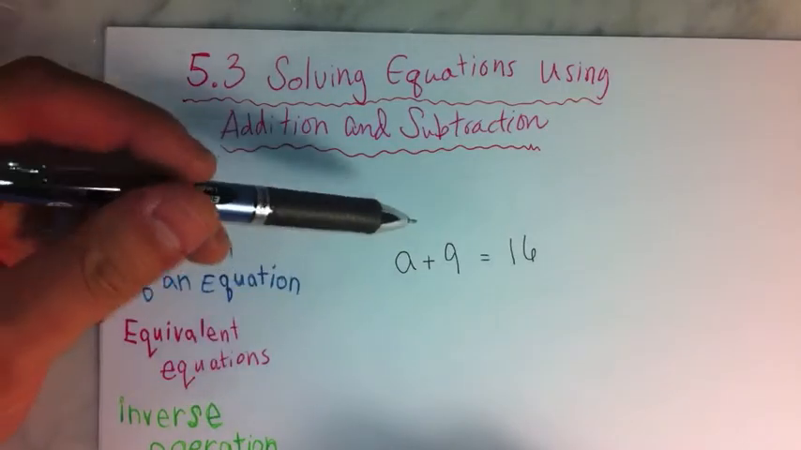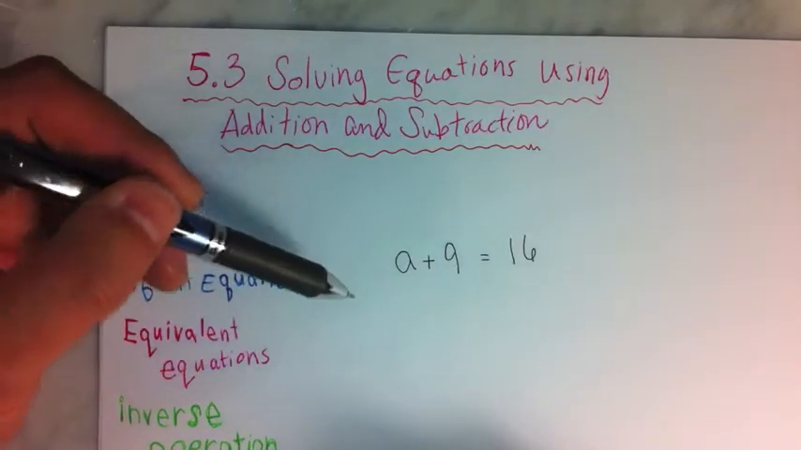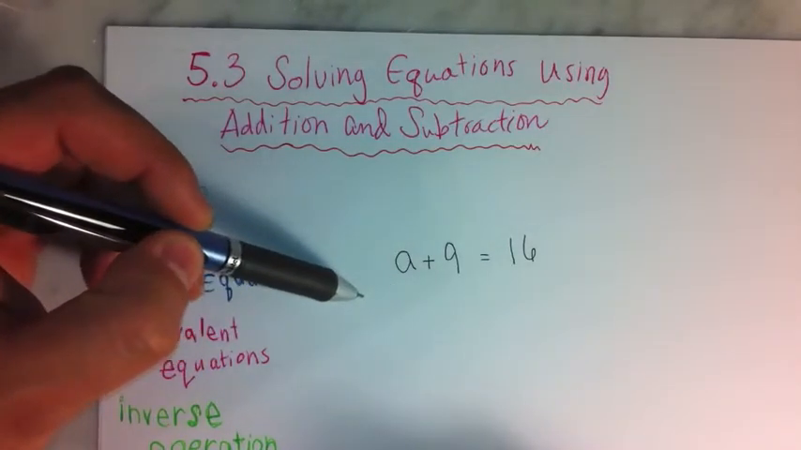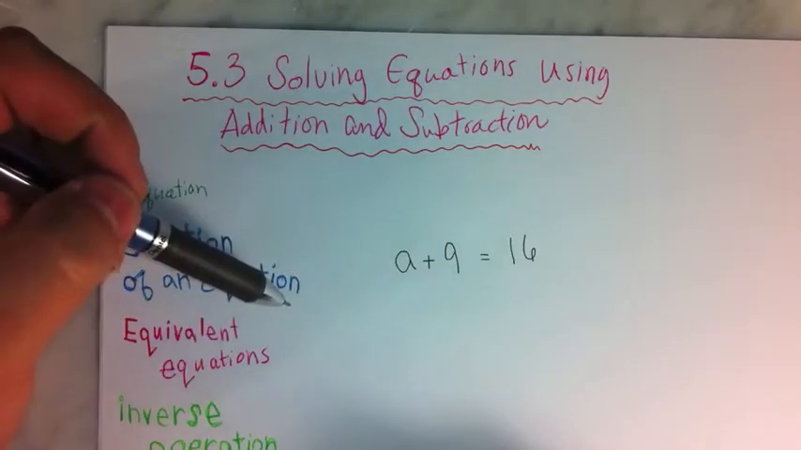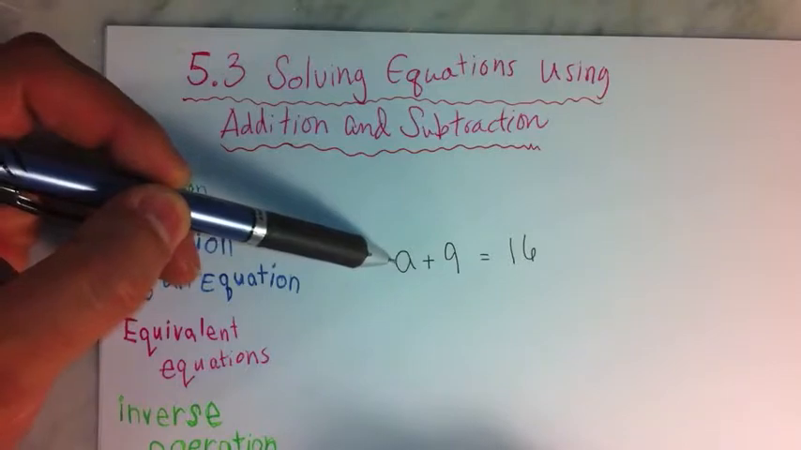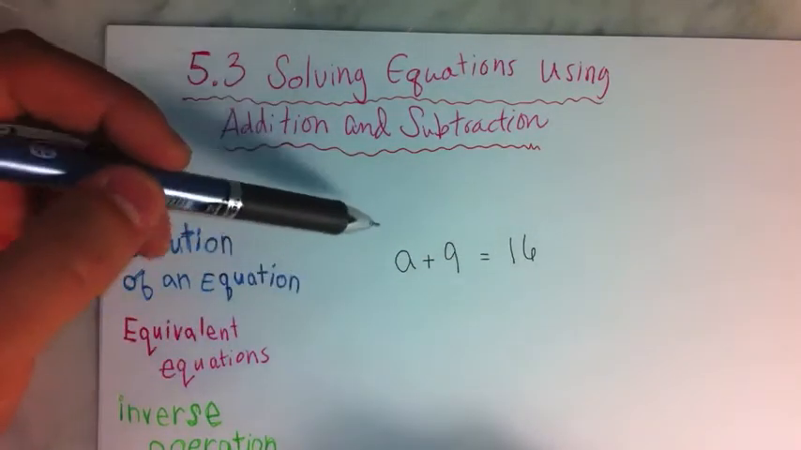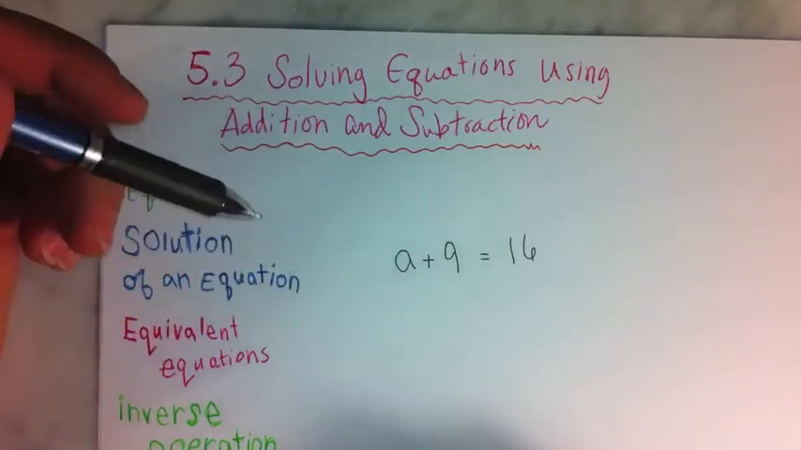So what we're doing is we're testing to see if these two expressions equal each other. Actually, we're not even testing right now. We're just going to find out what number we need for a to make these two equal each other. We're going to try and figure out what number equals a to make this equation true, to make sure that both sides are equal.